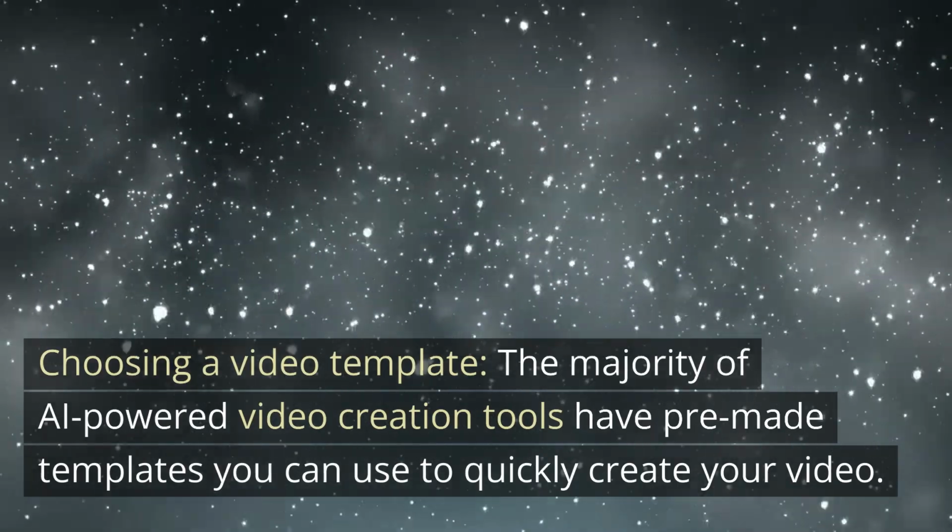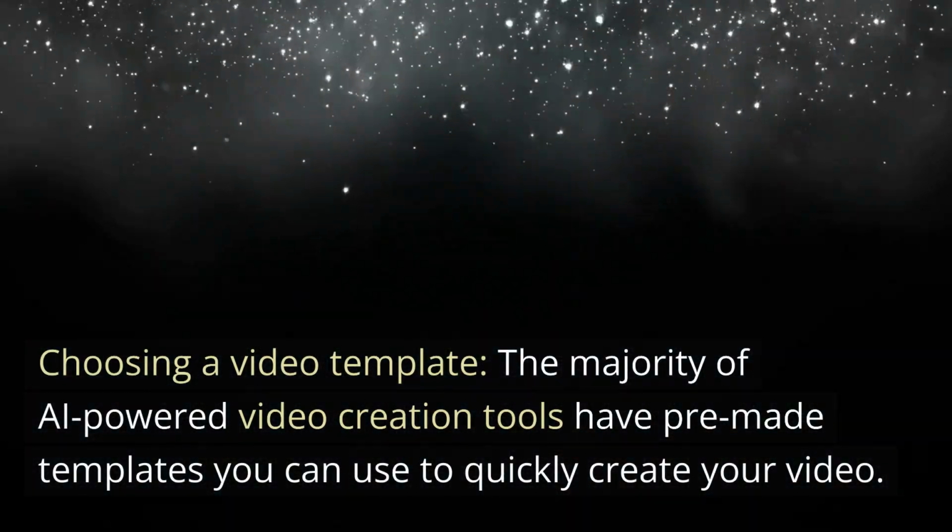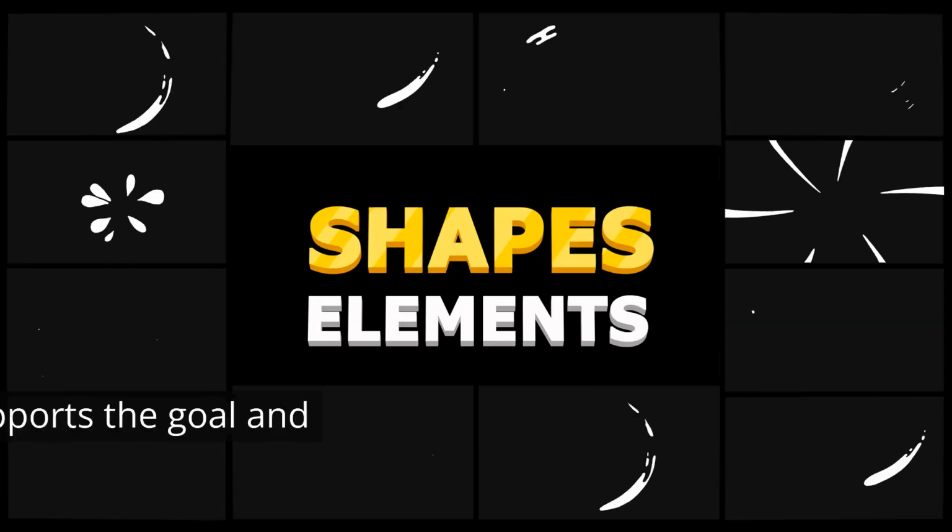Step 2. Choosing a video template. The majority of AI-powered video creation tools have pre-made templates you can use to quickly create your video. Pick a template that supports the goal and message of your video.